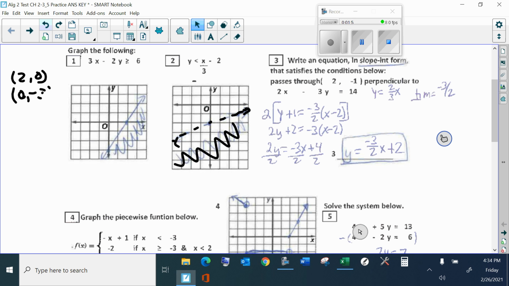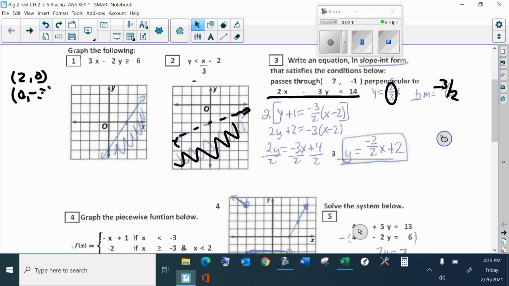Number 3, write an equation in slope-intercept form that satisfies the conditions below: passes through the point (2, -1) and is perpendicular to that line. Well, I need to find the slope of this line, so I solve for y, and I get y equals 2/3 x. It doesn't matter what the y-intercept is, I'm looking for the slope. So the slope is 2/3. The perpendicular slope is the negative reciprocal. So that's why you see -3/2 right there.